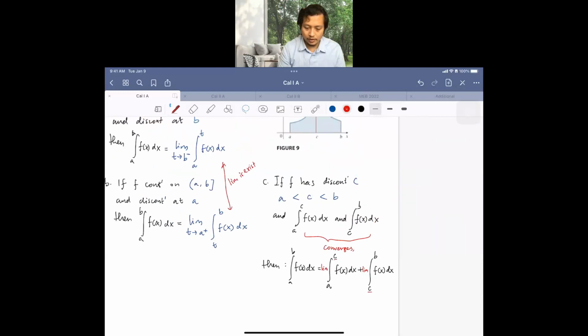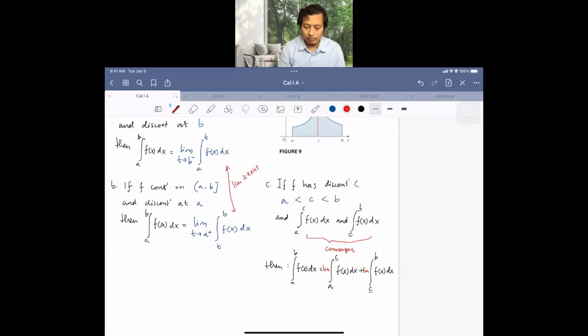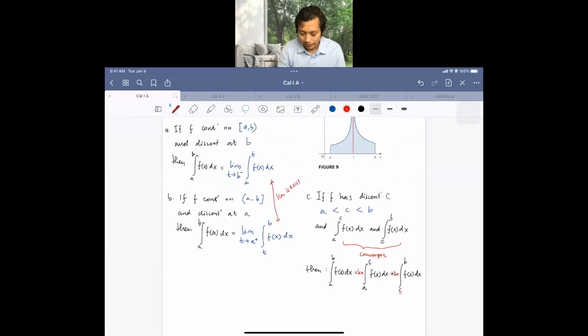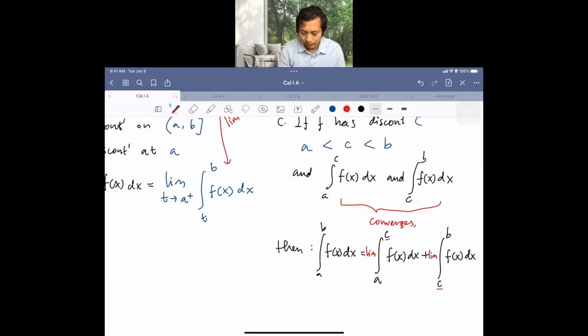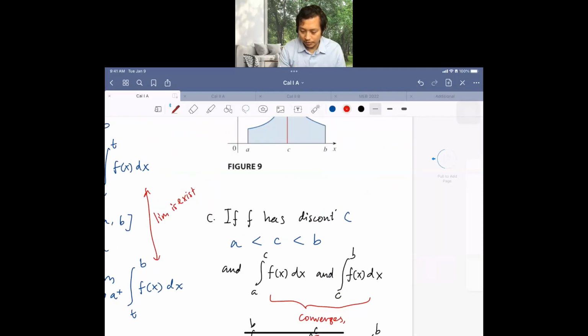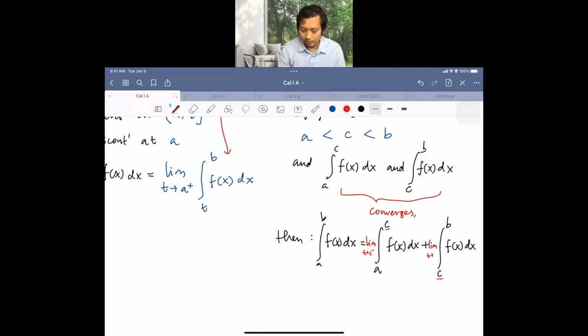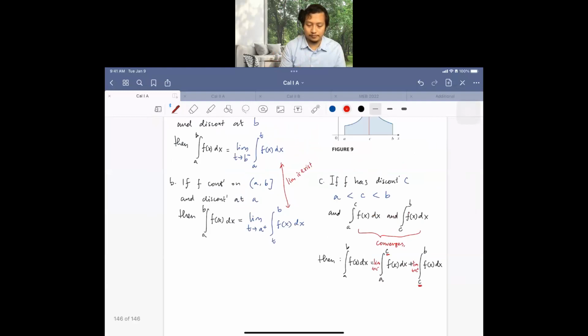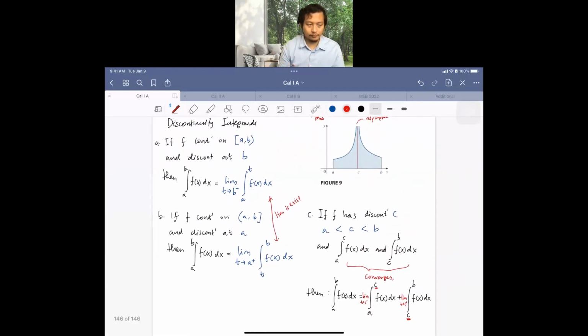For A to C it is going to be the limit as we approach C from the left. This is for B, approaching C from the right, right? Okay, and the rest is similar.